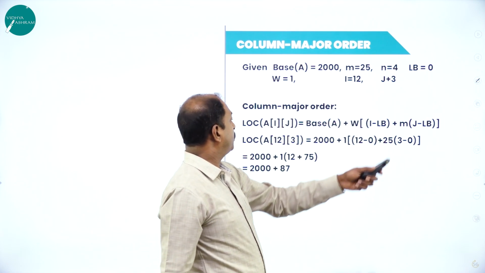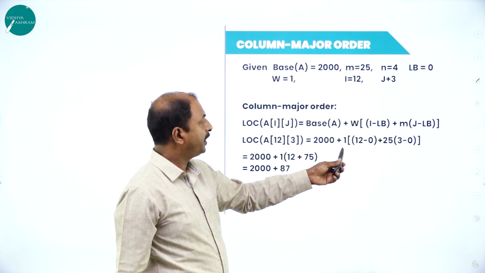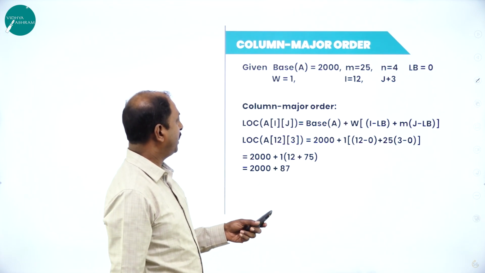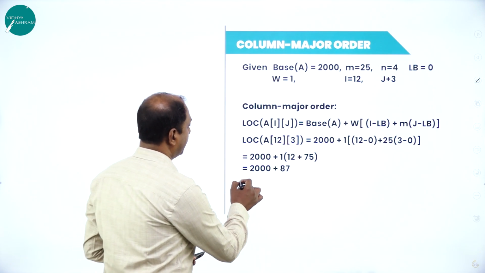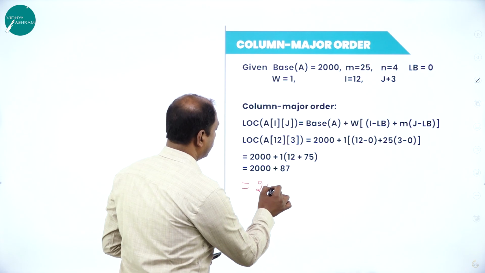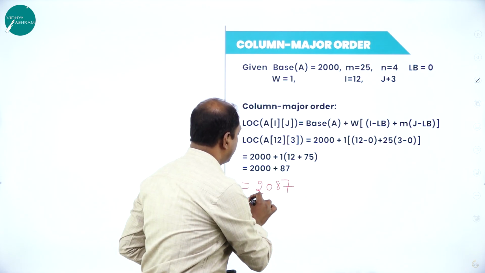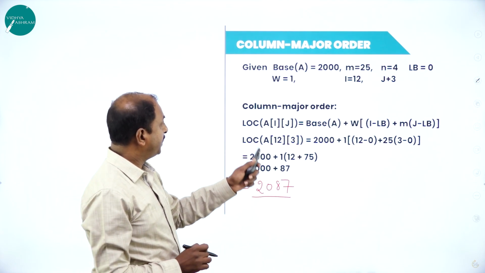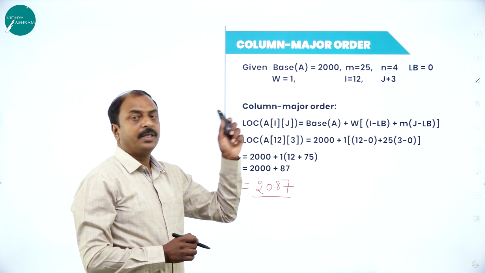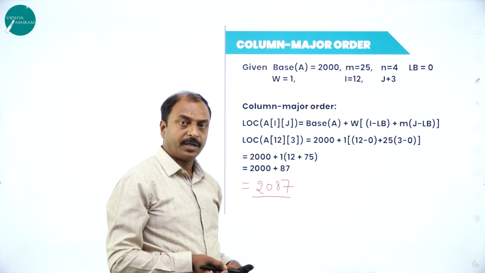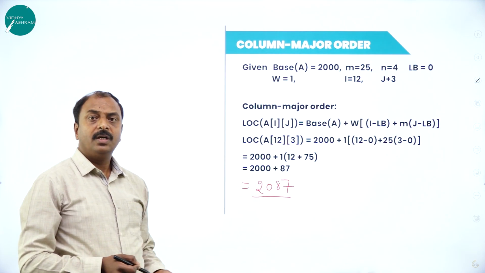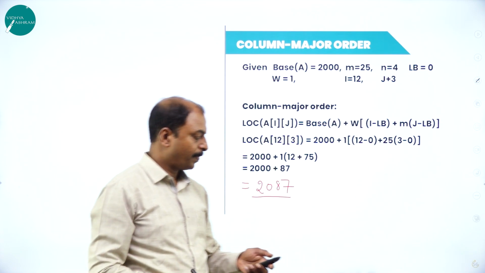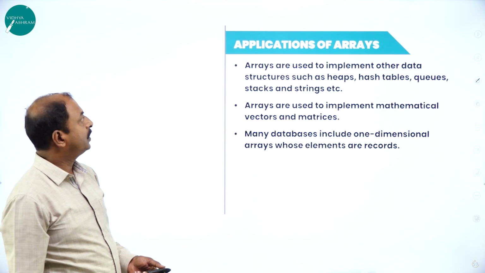Now substitute all the values here. Here location 2000 plus 1, 12 minus 0 plus 25, 3 minus 0. Accordingly, we will get 2000 plus 87, that is 2087. So this is the memory address of the data item of the index A of 12, 3 stored as column major order. So this is another example to find out the memory address of a data item in a two-dimensional array. Now let us move on to the next slide.